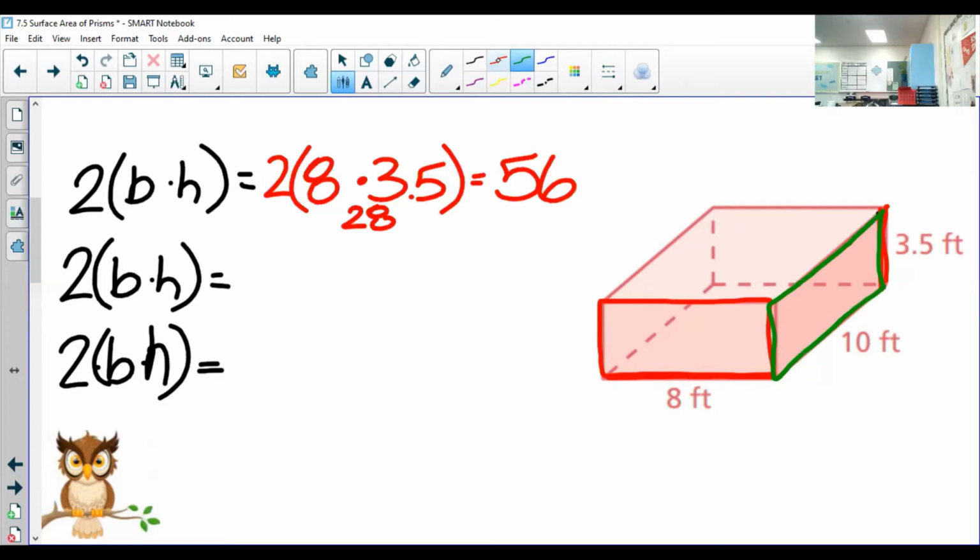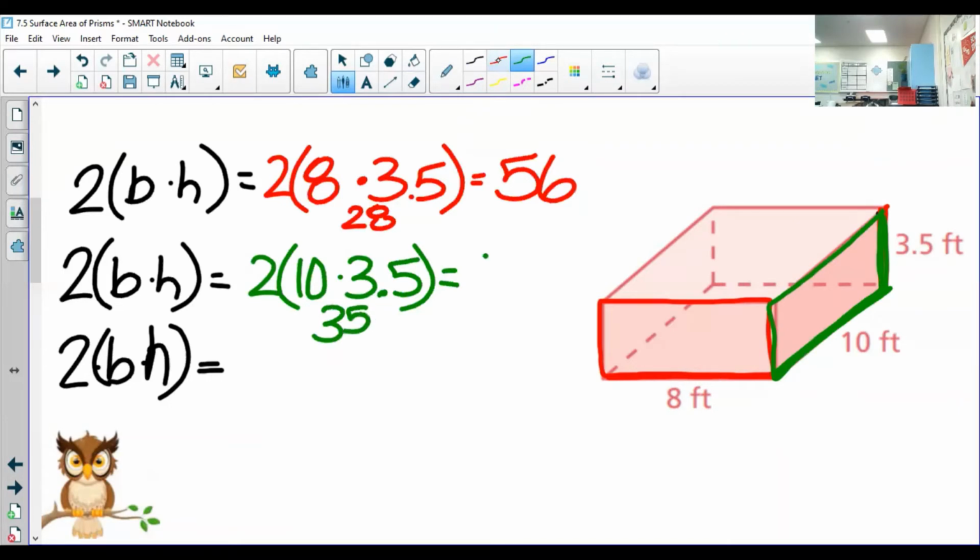Okay, so I've got 10 on the bottom and 3.5 on the side. So I'm just going to do 2 times 10 times 3.5. We have to do 10 times 3.5, which is 35. And then we're going to do 35 times 2, which is 70.